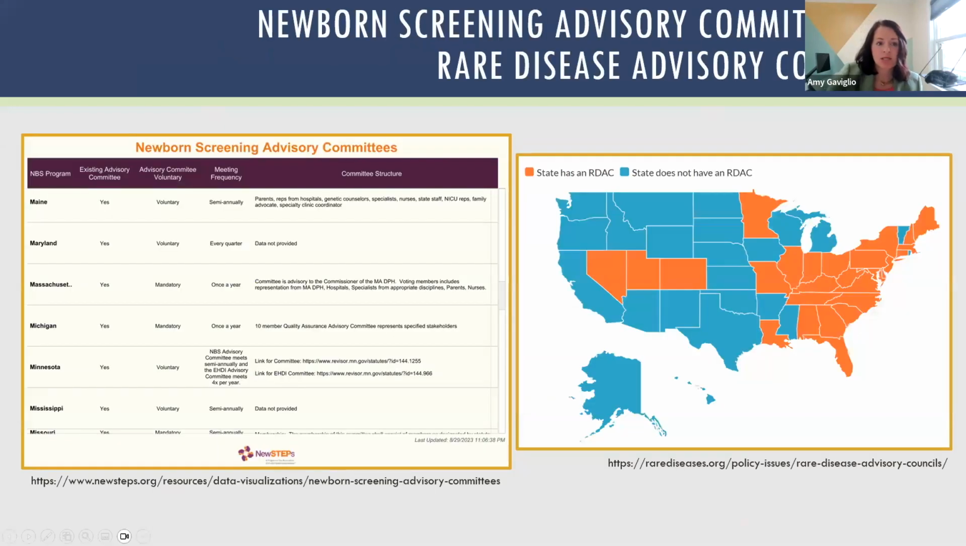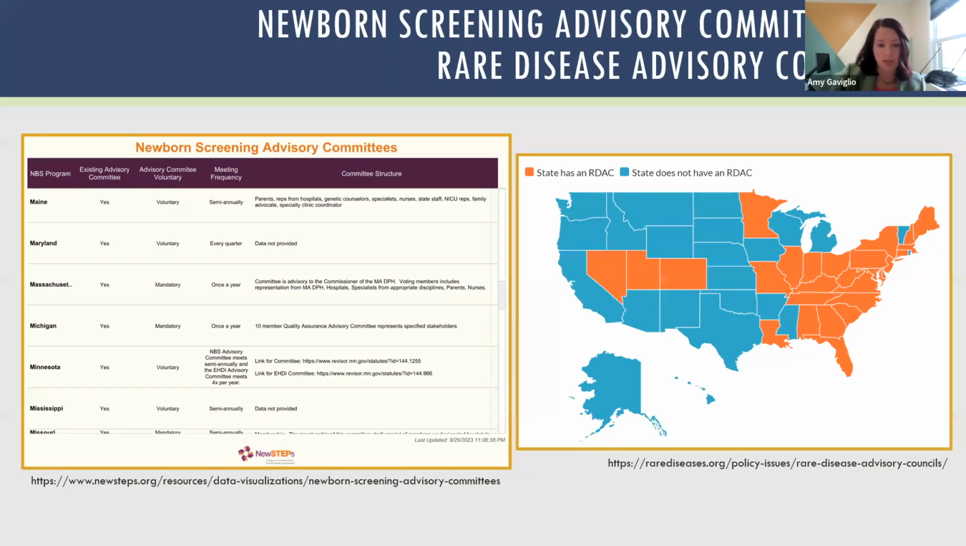Thank you. So one policy trend that we are seeing that I want to mention first is the creation of rare disease advisory councils, or RDACs, across the nation. This is an initiative coming out of NORD. And I mention this because while these are distinct entities from newborn screening advisory committees, they are very much potentially related.